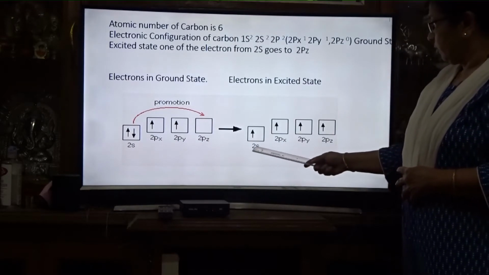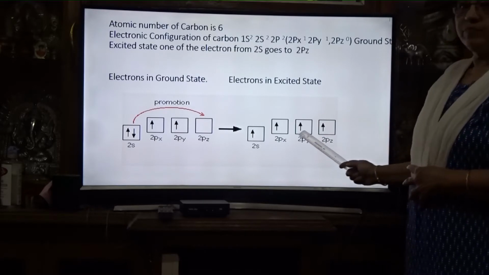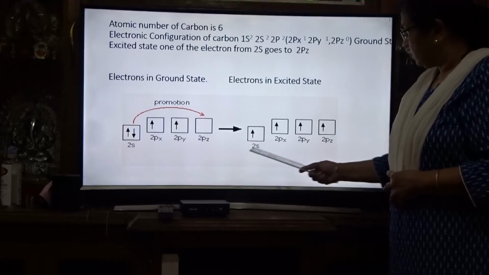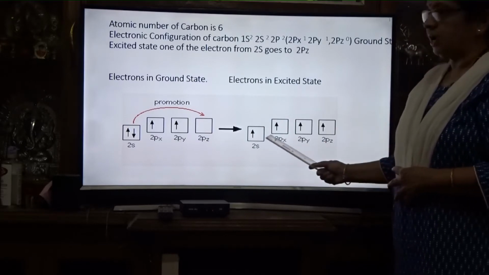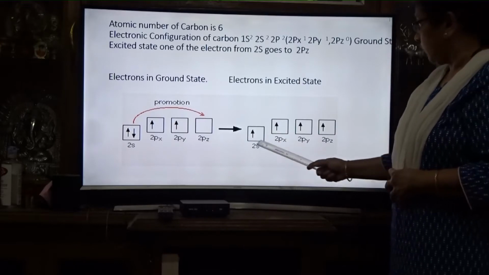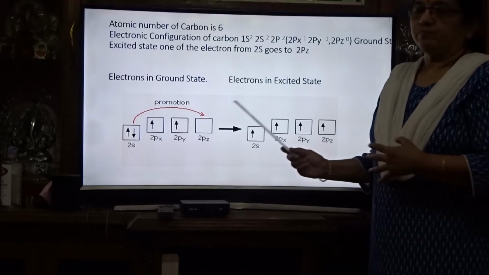So in the excited state the configuration is 2s1, 2px1, 2py1 and 2pz1. What is happening? 2s and 2p orbitals hybridize to give 4 hybrid orbitals of equivalent energy. So how many are combining? 4 are combining and 4 are formed.